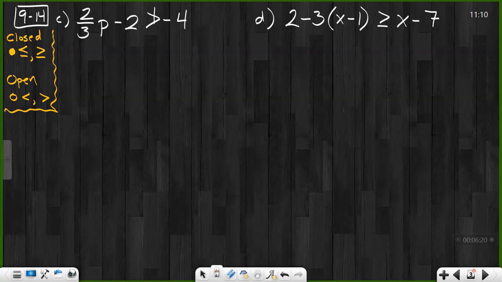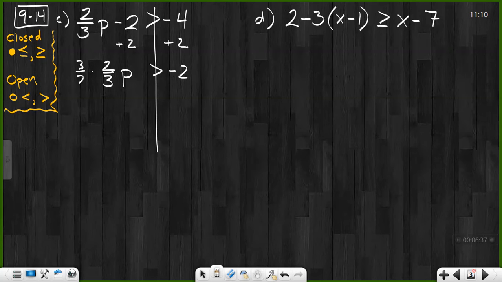All right, in C, we draw our line down the center. We solve as usual, getting P alone. So I'm going to add 2P to both sides. So 2/3 P is greater than -2. And to get rid of a fraction, you could divide by 2/3. I prefer to multiply by the reciprocal because that is the inverse. I multiply by the inverse, and the multiplicative inverses will cancel each other out there.